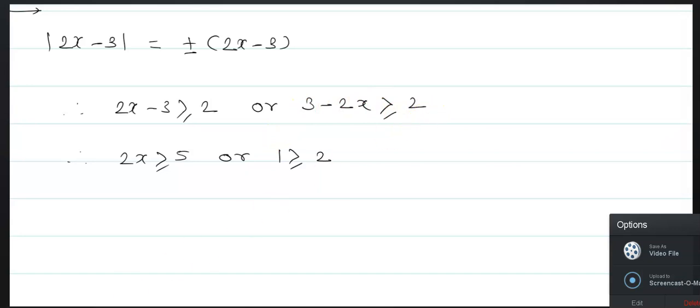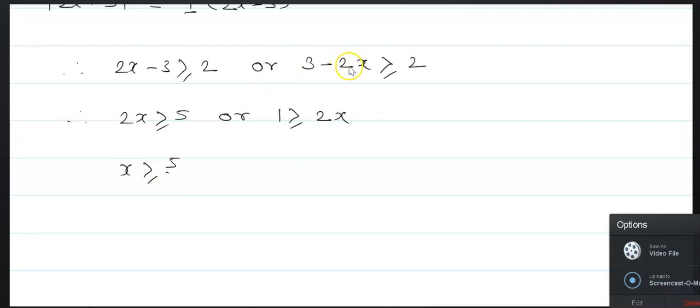Again here, we simplify. Add 2x on both sides. If we add 2x on both sides, then what will happen? That is 3 minus 2x plus 2x gets cancelled. And on the right hand side, 2 plus 2x. Then minus 2 on both sides.